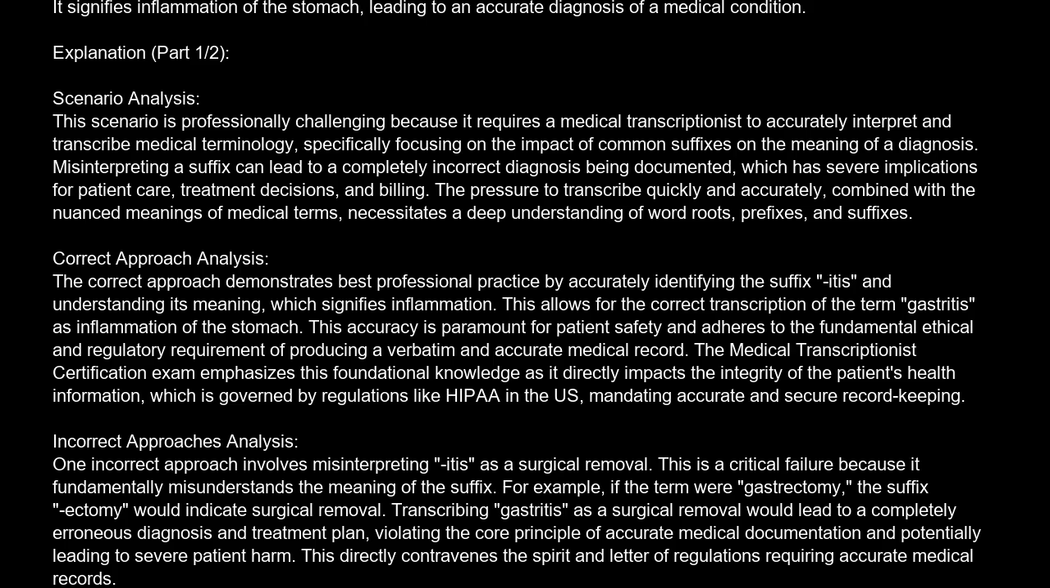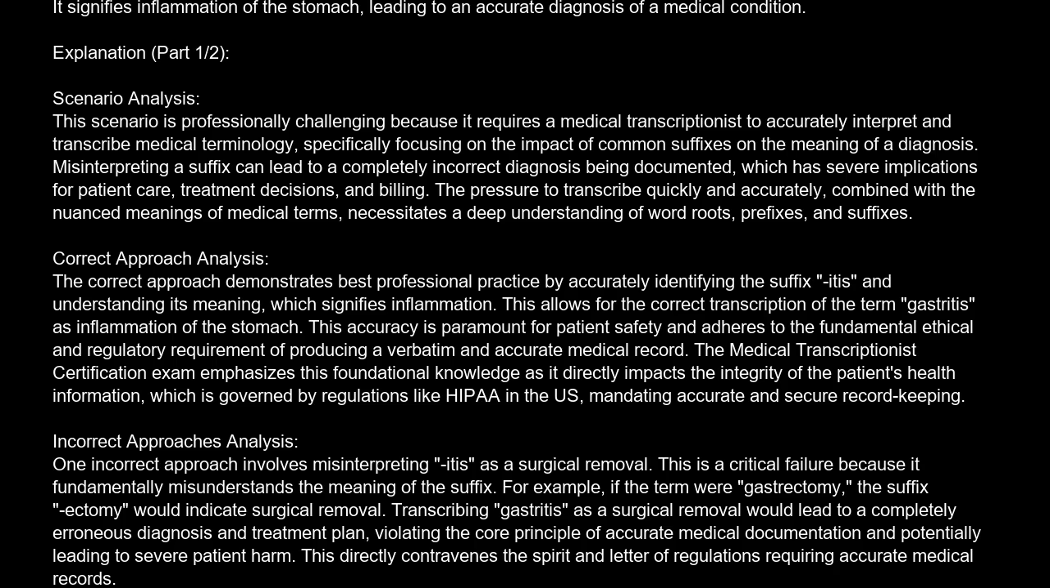Explanation. Scenario analysis. This scenario is professionally challenging because it requires a medical transcriptionist to accurately interpret and transcribe medical terminology, specifically focusing on the impact of common suffixes on the meaning of a diagnosis. Misinterpreting a suffix can lead to a completely incorrect diagnosis being documented, which has severe implications for patient care, treatment decisions, and billing. The pressure to transcribe quickly and accurately, combined with the nuanced meanings of medical terms, necessitates a deep understanding of word roots, prefixes, and suffixes.